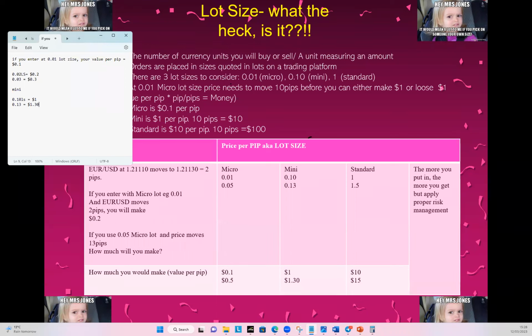For a standard lot, it's still the same thing. I've given some examples here to help it make sense. Any questions so far? We're going to get to that calculation in a minute. Any questions so far? Just wrapping my head around it first.